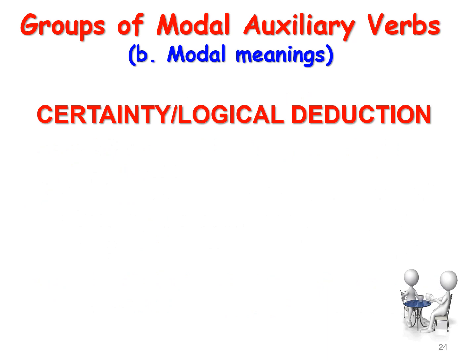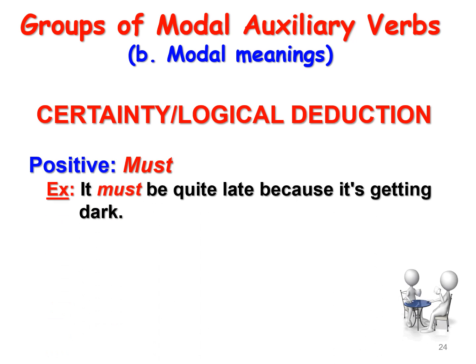Okay, we should move to the next one, about certainty and logical deduction. This part we can use to talk about certainty and logical deduction. All right. In the positive, we use must. For example, it must be quite late because it's getting dark.